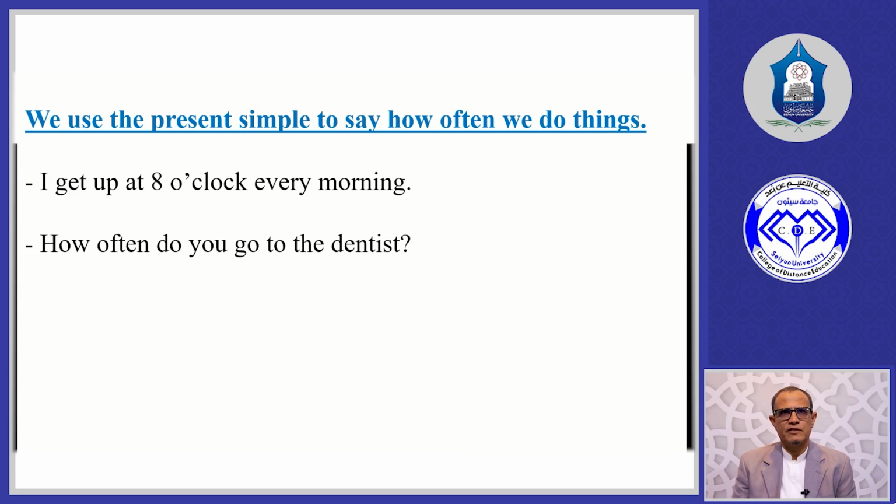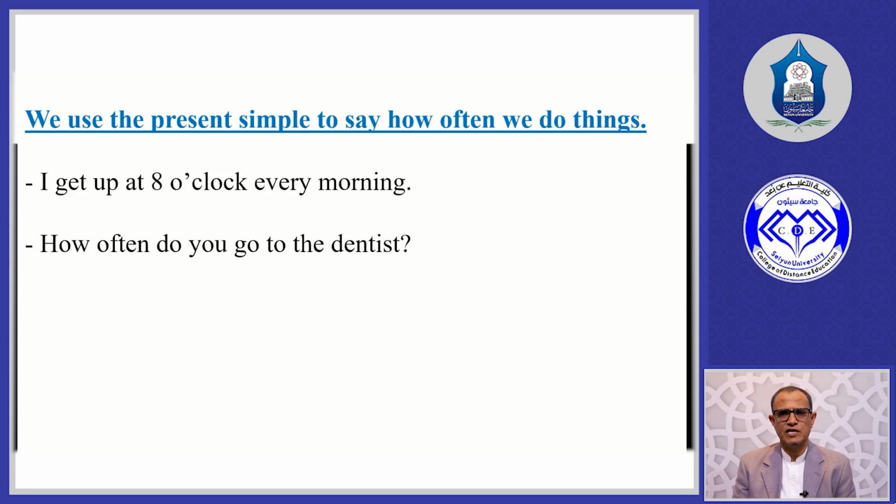In this tense, we also use the present simple tense to say how often we do things. For example, how often do you play football? How often do you go to the market? Now look, we have some sentences like, I get up at 8 o'clock every morning. How often do you go to the dentist, for example? So these sentences express the present simple tense because they ask how often something happens.